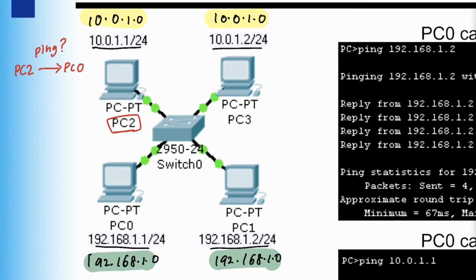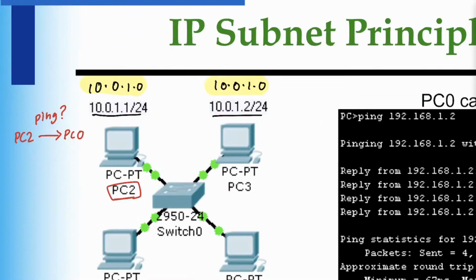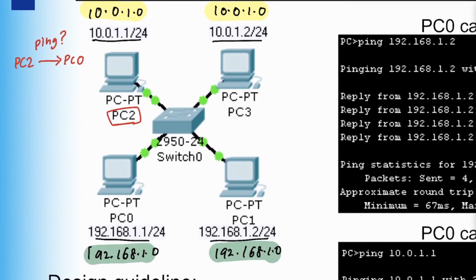So you see, in this case, PC2 and PC0, let's look at their network. This is 10, this is 192. They are not in the same network. So the answer is they cannot ping because they are not in the same network.